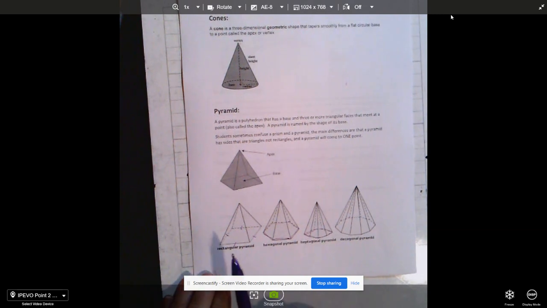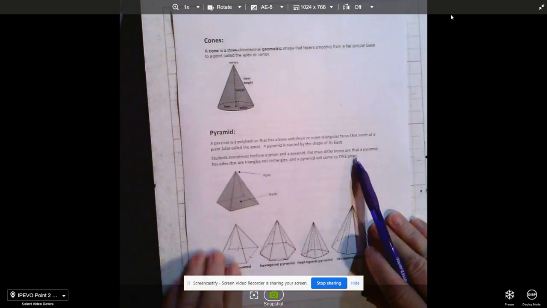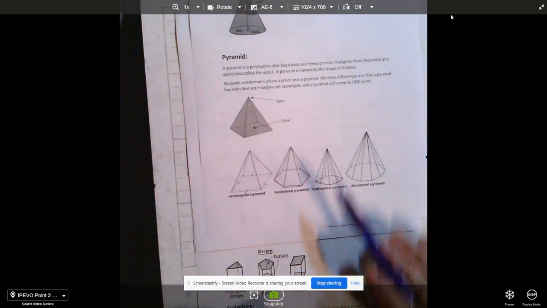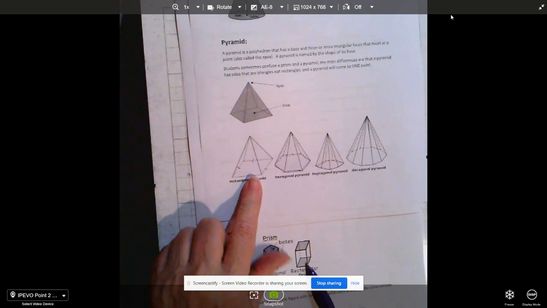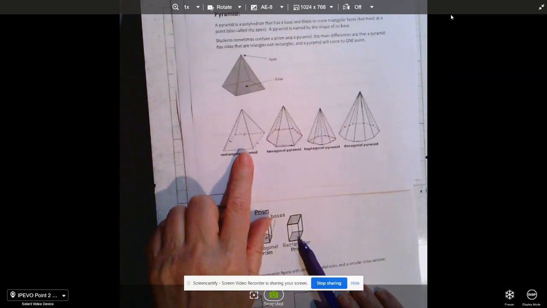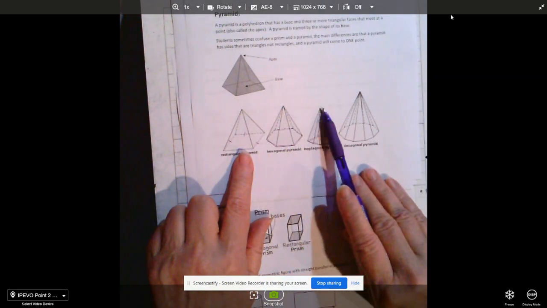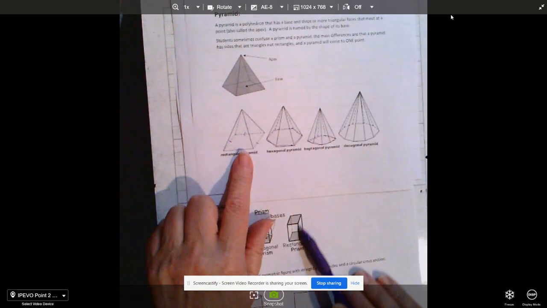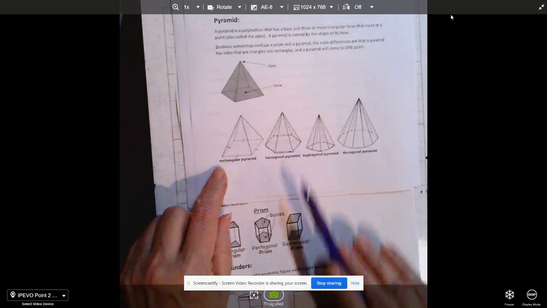Sometimes people confuse a rectangular pyramid with a square prism or a rectangular prism. Sometimes people confuse these two, but you can see that they look very different. The biggest thing about a pyramid is it's always going to come to a point. If it doesn't come to a point like this, then it's going to be a prism, not a pyramid.